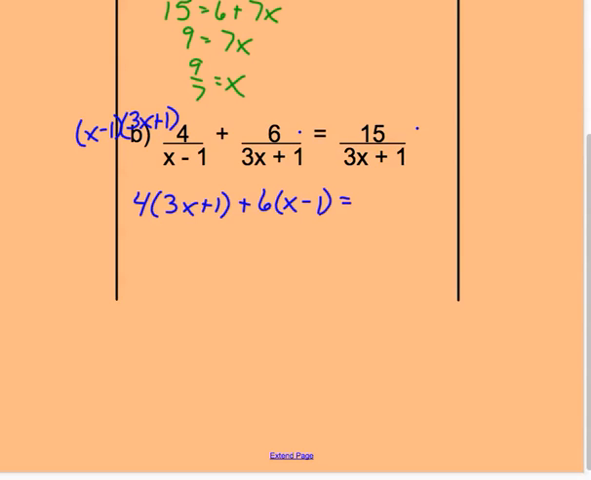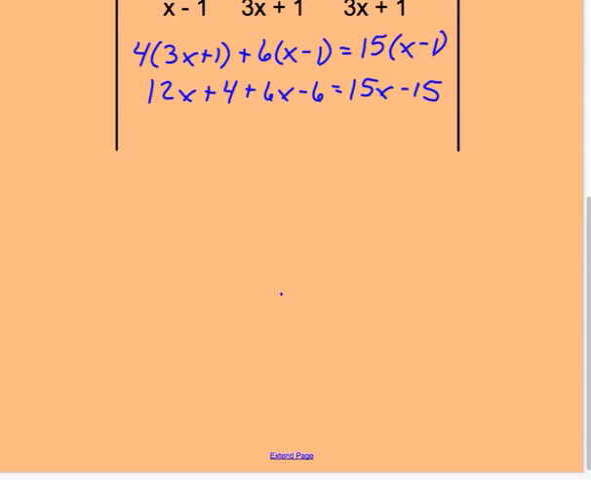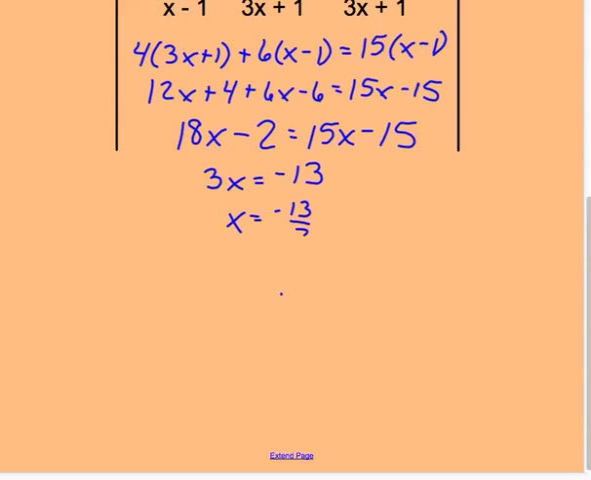And on the right-hand side, the 3x plus 1's cancel again. So we've got 15 times x minus 1. Simplifying, 12x plus 4 plus 6x minus 6 equals 15x minus 15. Combining like terms on the left-hand side, we get 18x minus 2, subtracting 15x from both sides and adding 2 to both sides at the same time, and dividing by 3.